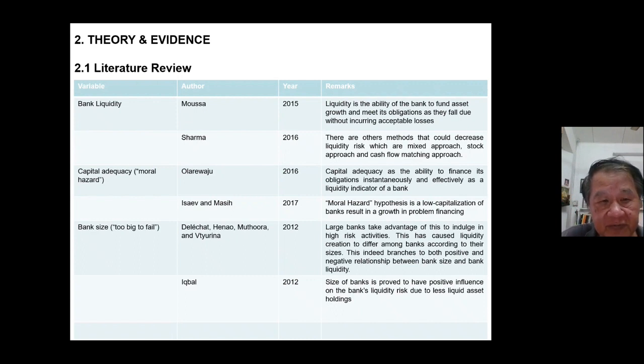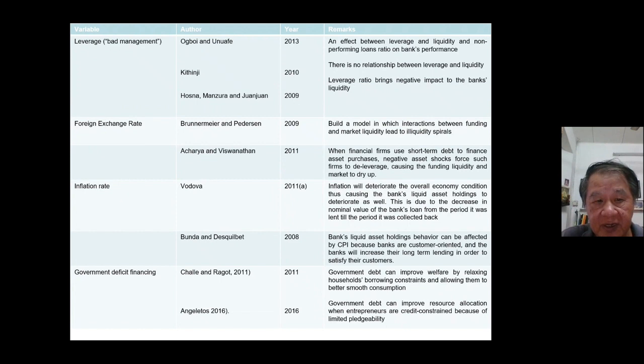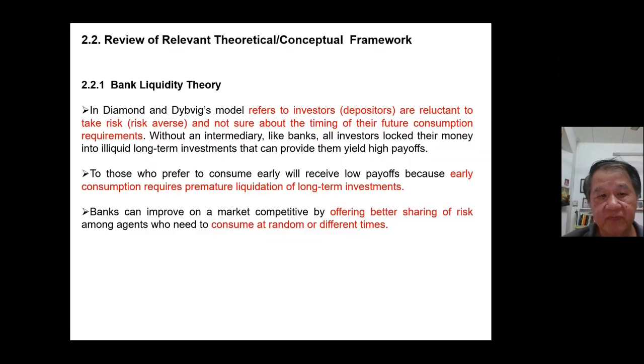So you can see the literature review here. We talk about bank liquidity, capital adequacy, bank size, leverage, foreign exchange, inflation, and government deficit financing. Definitely different authors come up with different views on the definition of the variables. For liquidity theory, I'm going to look at bank liquidity theory. According to Diamond and Dybvig, investors or depositors are reluctant to take risk and not sure about the timing of their future consumption requirement.